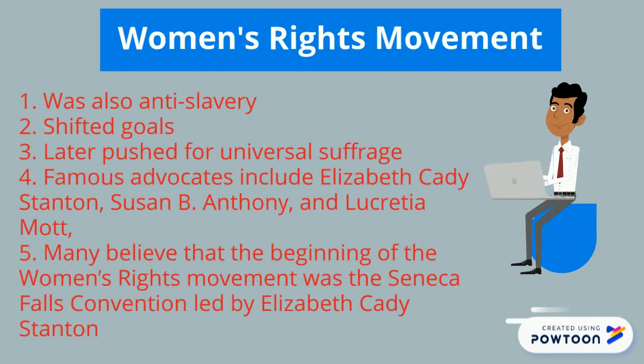The women's rights movement was also anti-slavery, shifted goals, and later pushed for universal suffrage. Famous advocates include Elizabeth Stanton, Susan B. Anthony, and Lucretia Mott. Many believe that the beginning of the women's rights movement was the Seneca Falls Convention, led by Elizabeth Cady Stanton.